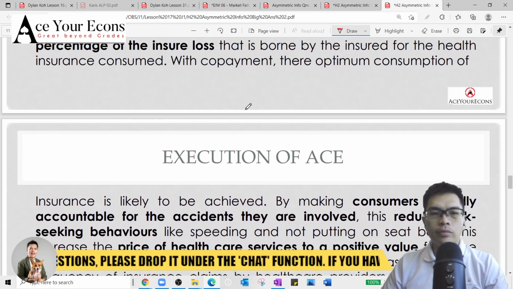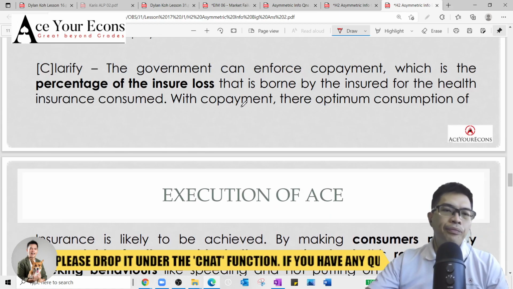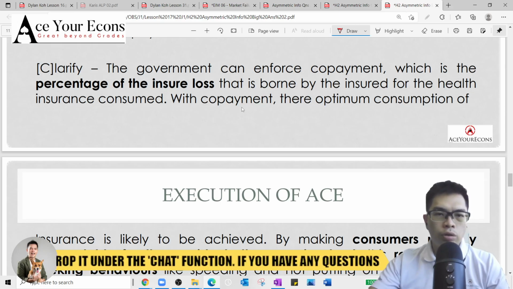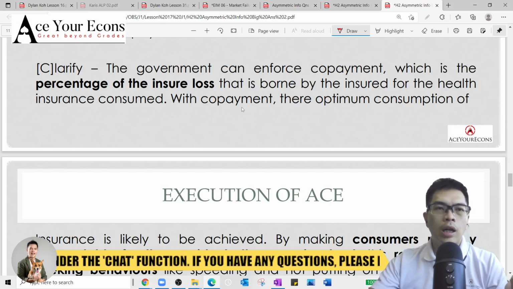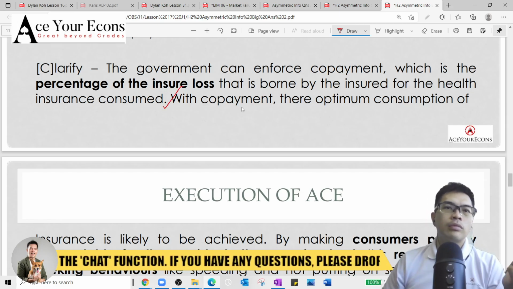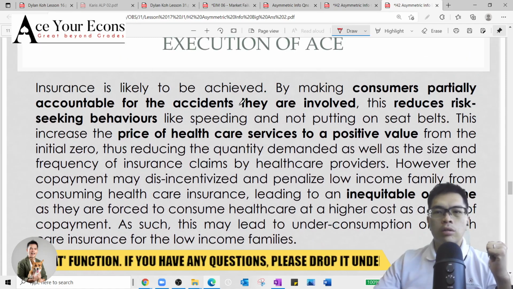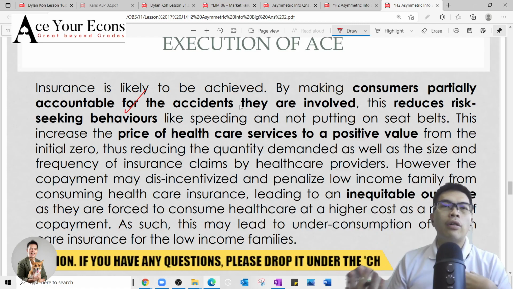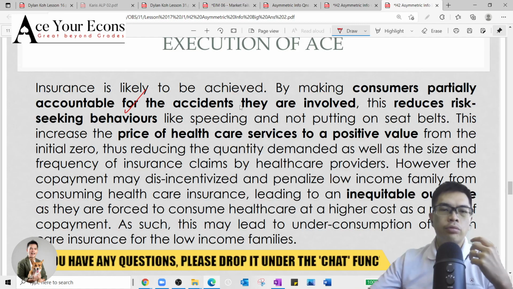So the idea behind co-payment is to ensure that the percentage of the insured loss is shared between both insurer and insuree. The sharing part is very important, because you're going to hold consumers accountable for accidents or risky behaviors involved, and reduce risk-seeking behavior.